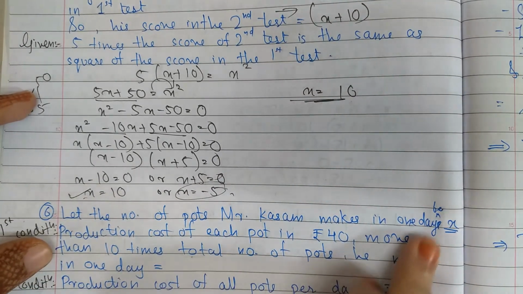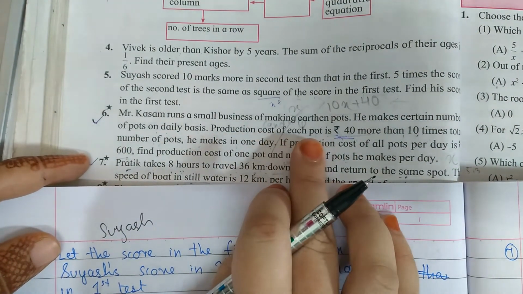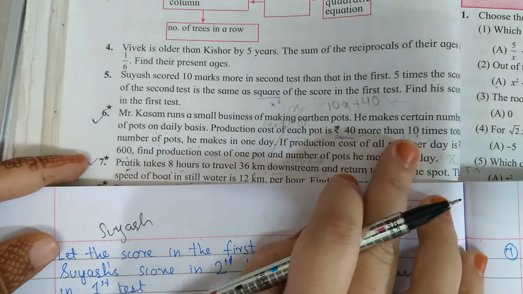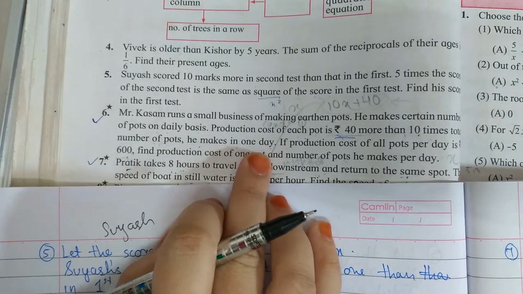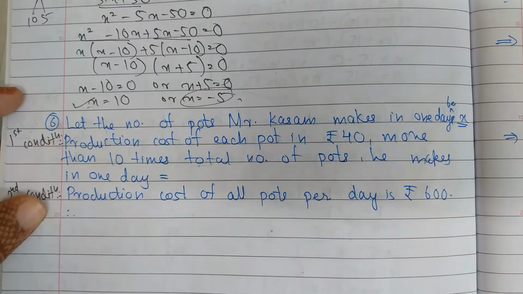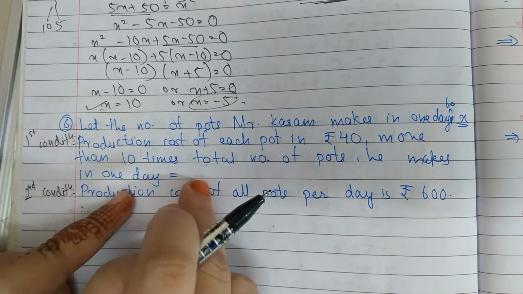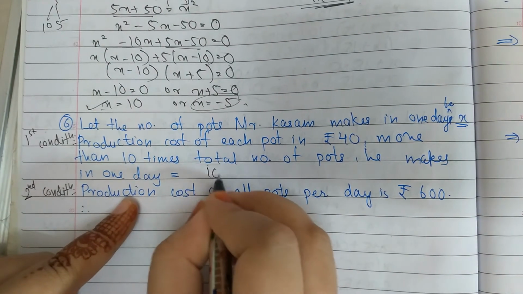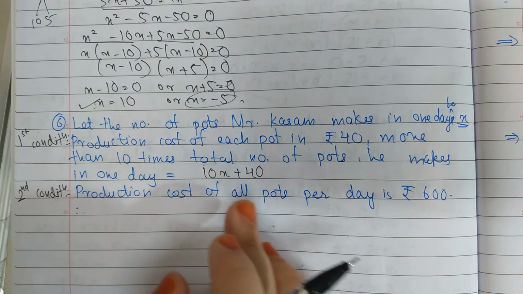Let the number of pots Kasam makes in one day be x. According to the first condition, the production cost of each pot is rupees 40 more than 10 times the total number of pots he makes in one day. So this is our first condition. According to the first condition, the cost is 10x plus 40, that means rupees 40 more than the daily basis.